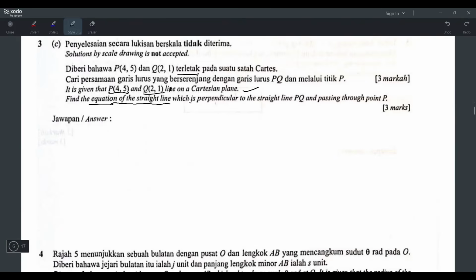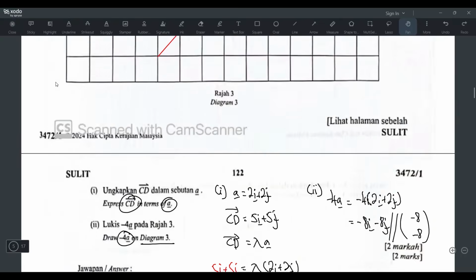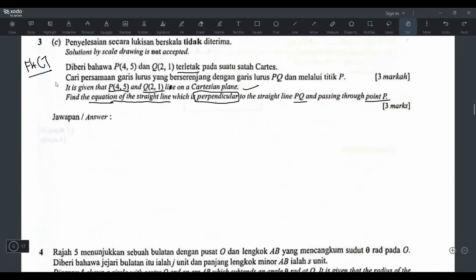Which is perpendicular to straight line PQ and passing through point P. Okay, I think I know what chapter this is. It's from Chapter 7, coordinate geometry. Same with the B, right? But the A is vector. The A is vector, but the B and C are coordinate geometry.